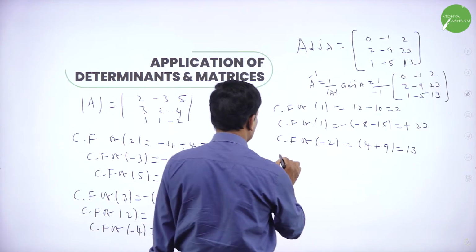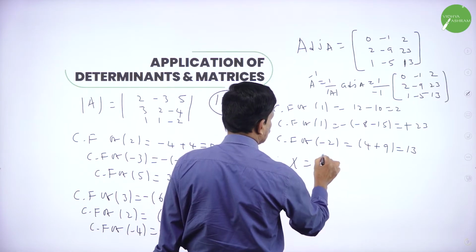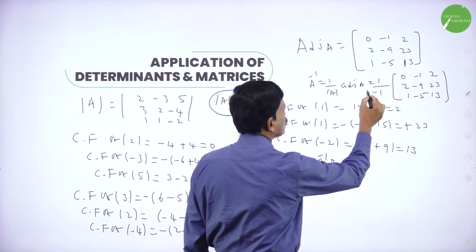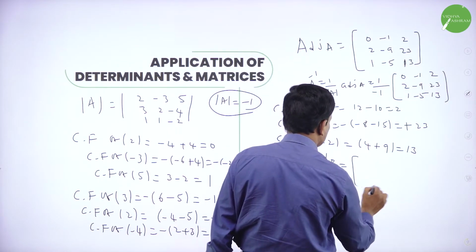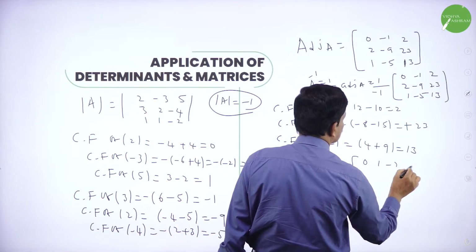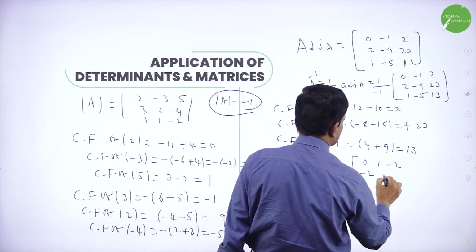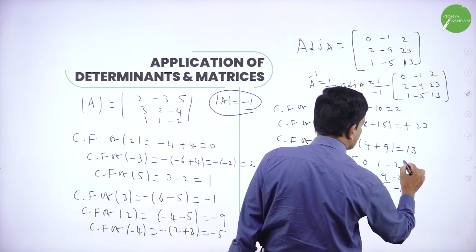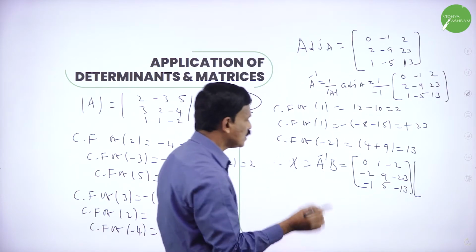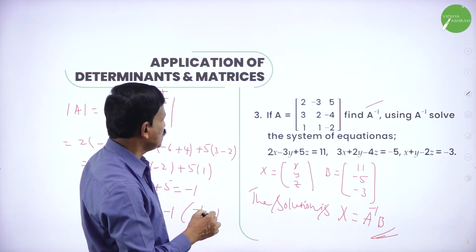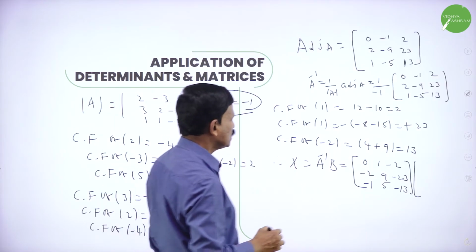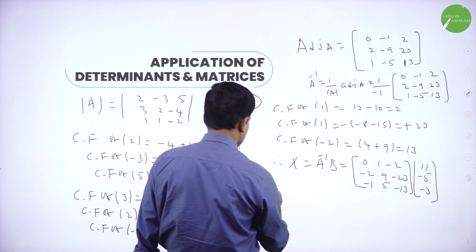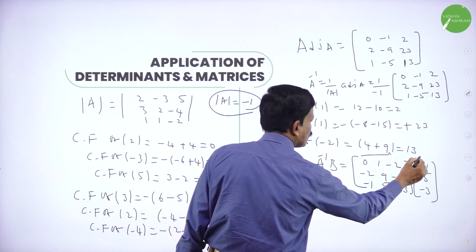So therefore X is equal to A inverse into B. Now A inverse, since it is 1 by minus 1, multiply all the elements by negative sign, you will get 0, plus 1, minus 2, plus 9, minus 23, minus 1, plus 5 and minus 13, into B. What is B? I will come back to the problem. B is 11, minus 5, minus 3. Simplify this.